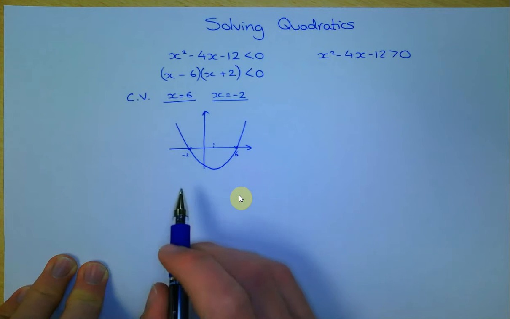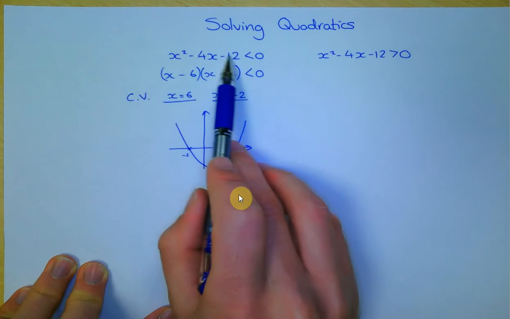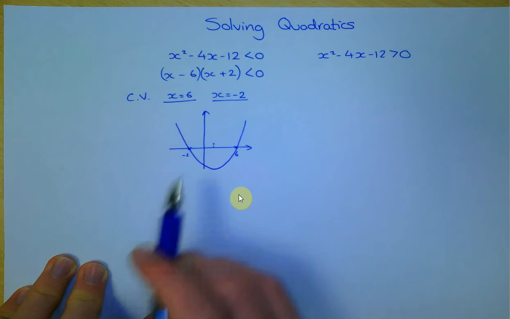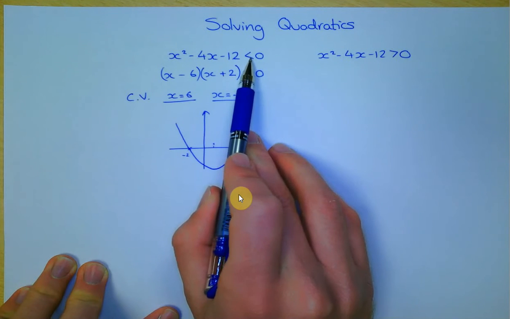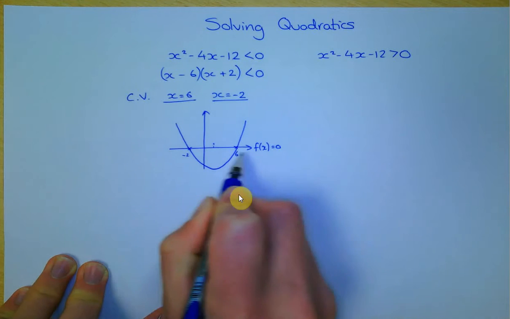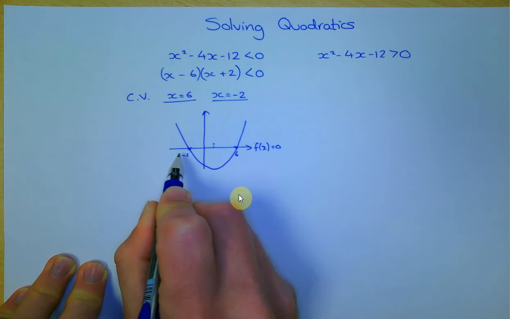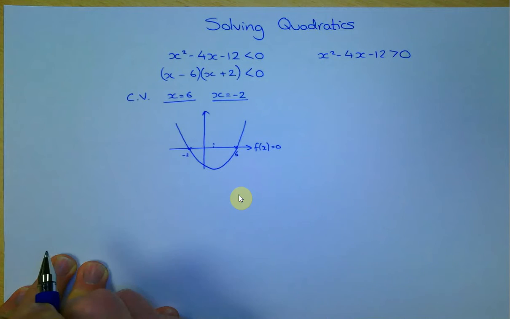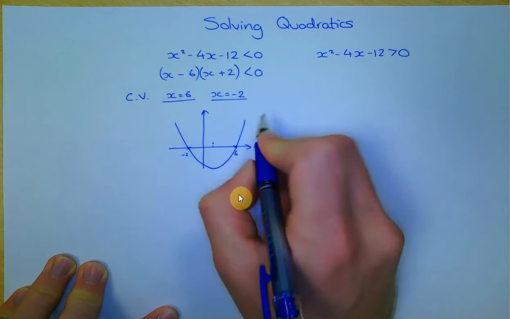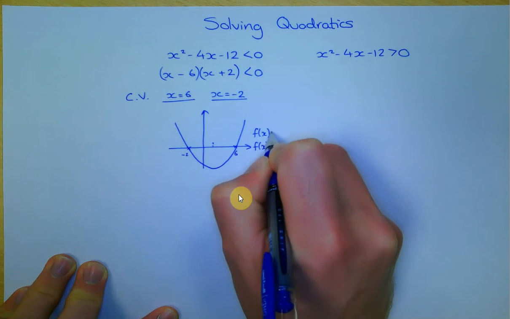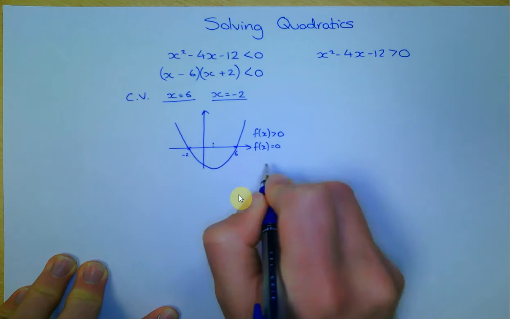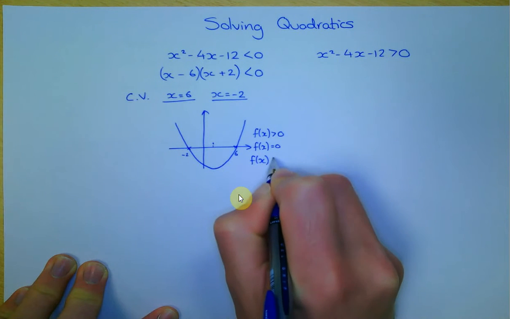Okay, so the question is, where does this function here, where is it less than 0? Well, when we put it equal to 0 and we solved quadratics, this is where the function is equal to 0. Because when you put it equal to 0, you identify the solutions, or the root values. So anything above the line where y is 0, this is where the function is greater than 0. And below this y equals 0 line, this is where the function would be less than 0.